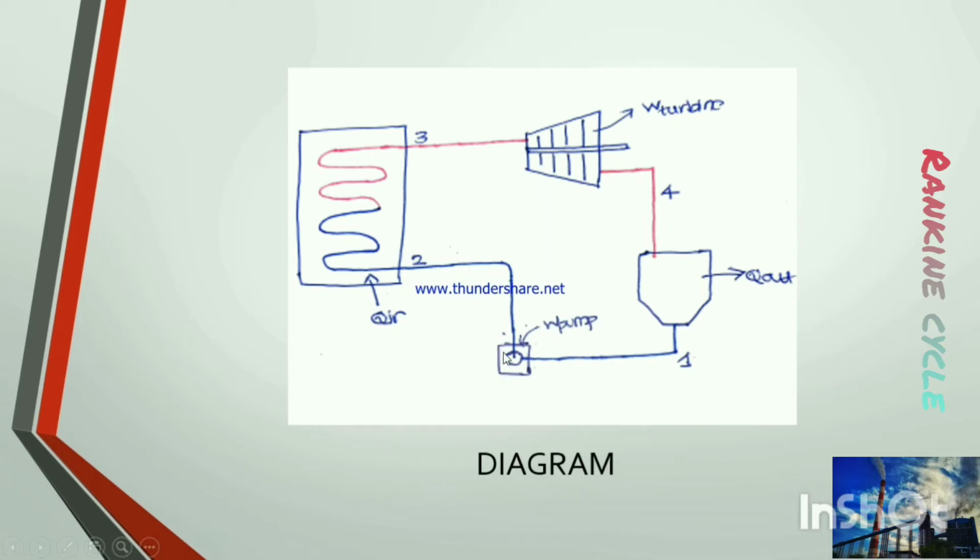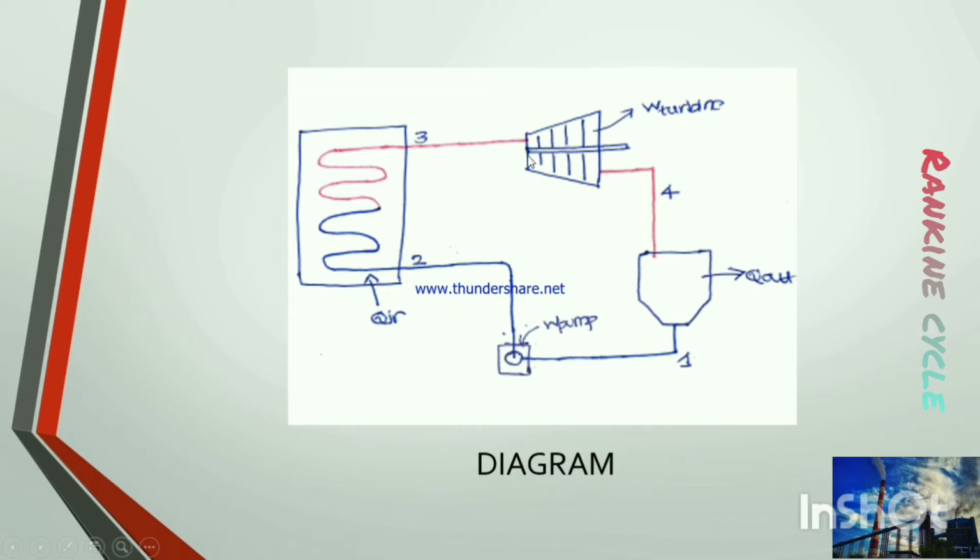There will be a pump. This pump will pump the working fluid such as water from a low pressure to high pressure, and this high pressure water enters into a heating system. In thermal power plant, the heating system is boiler. In the boiler, the water is heated and the temperature of the water will increase, and phase change occurs. Dry saturated vapor is formed.